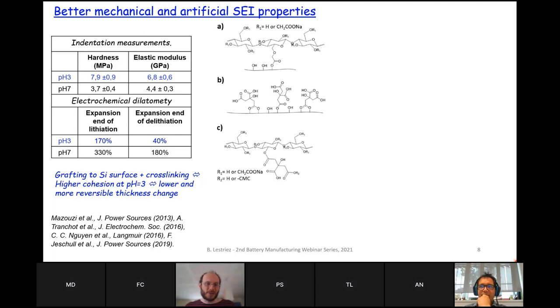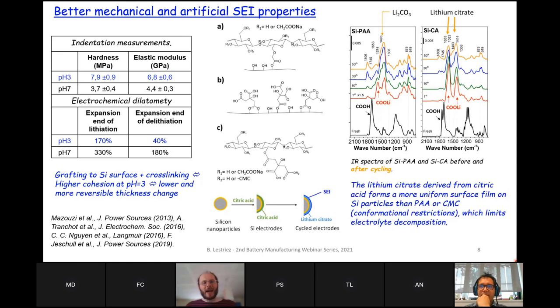Next. And others, the group of Brett, found that citric acid was improving the ability of the binder system to perform as an artificial SEI, because they proposed that citric acid, which is a small molecule, can much more uniformly coat the surface of silicon with much more intimacy than the polymeric binders. And they actually observed by infrared spectroscopy that an electrode prepared with citric acid was showing much less liquid electrolyte, much less lithium carbonate, compared to the electrode prepared with polyacrylic acid.